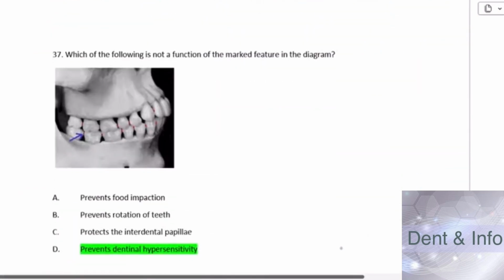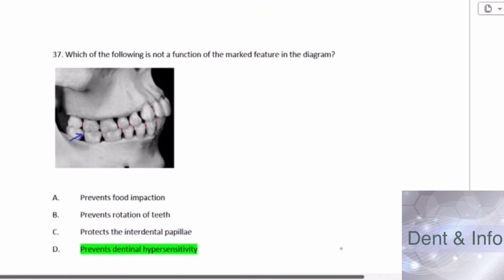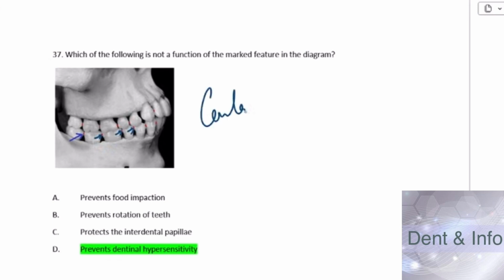Okay, next question. Which of the following is not a function of the marked feature in the diagram? First of all, what are they marking? Here they are marking with the blue arrow, as you could see, the contact areas. Even the red dots are marking the contact areas. Now they are asking which is not a function of contact.